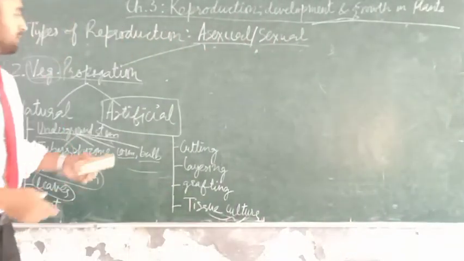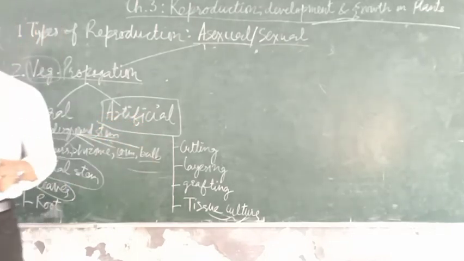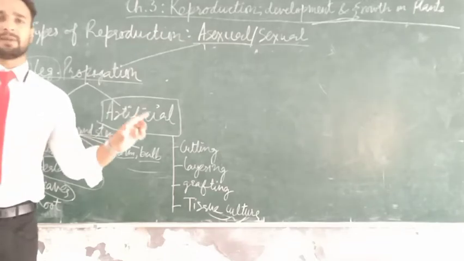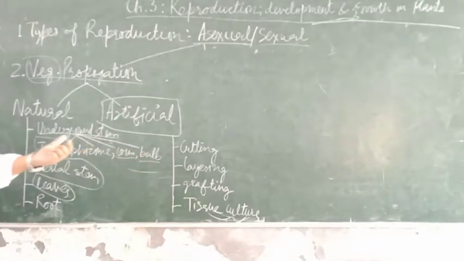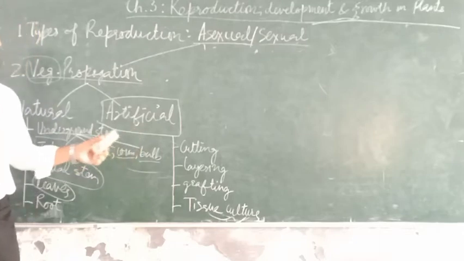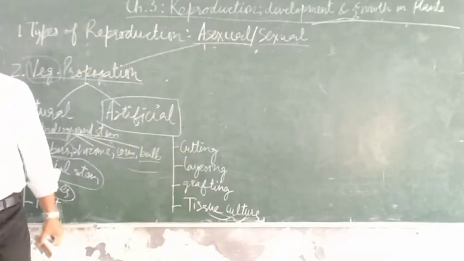Now let's talk about artificial vegetative propagation. Artificial vegetative propagation means it is vegetative propagation, but it does not happen naturally, it is done by human beings. It is done by mankind. That's why we use the term artificial vegetative propagation. It is of four kinds: cutting, layering, grafting, and tissue culture.